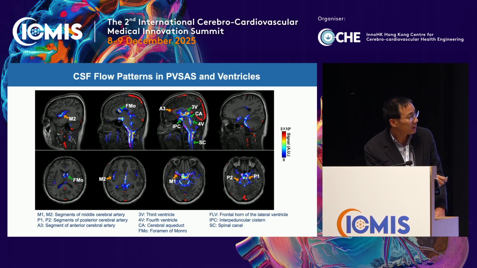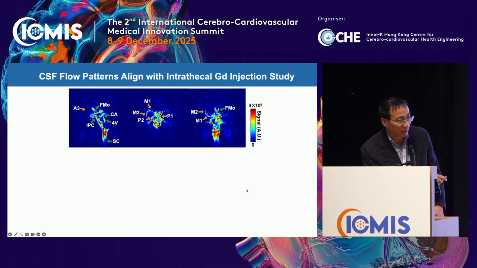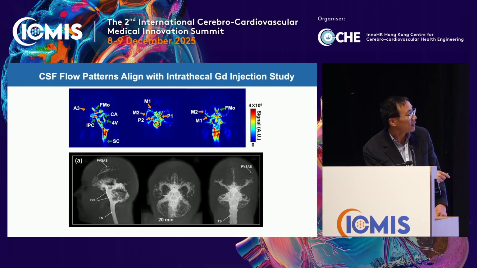You can see the PVS signal from the middle cerebral artery, which is the M2 region, and also we can see it from the anterior cerebral artery A3 region. Also, this is M1, and this is the posterior cerebral artery. They all confirmed that what we saw is really the PVS signal. To make it more clear, we show the maximum intensity projection images and compare them with the PVS got from the intrathecal injection.